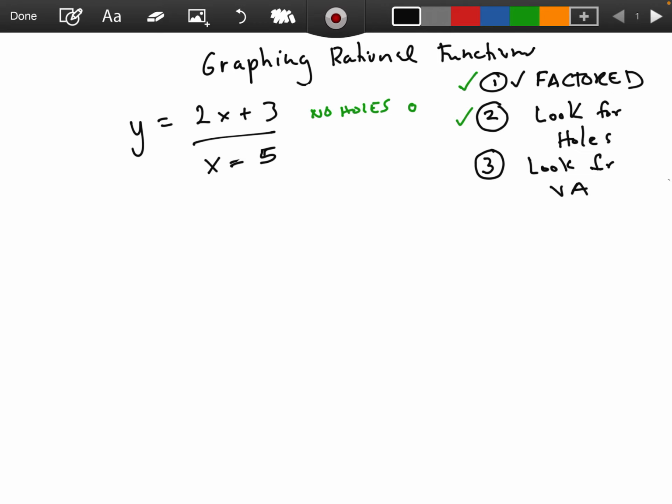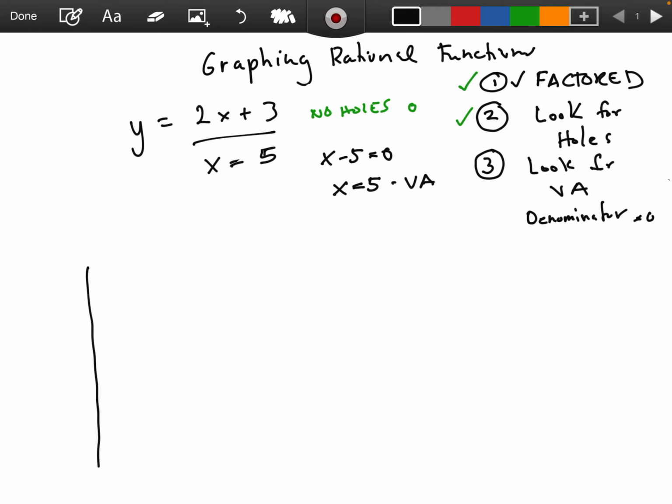Once we've canceled out any holes we have, vertical asymptotes occur where the denominator equals 0. So after we have the holes, what will make the denominator equal 0? Denominator equals 0 will cause vertical asymptotes. So here, if x minus 5 equals 0, that means that x equals 5. And so this is where the vertical asymptote occurs, because I can't have that 0 in the denominator.